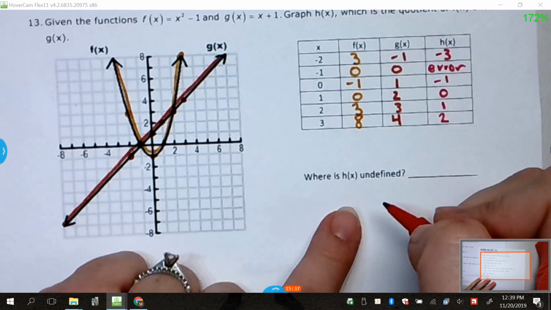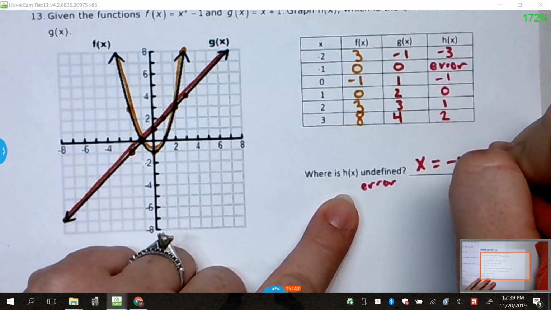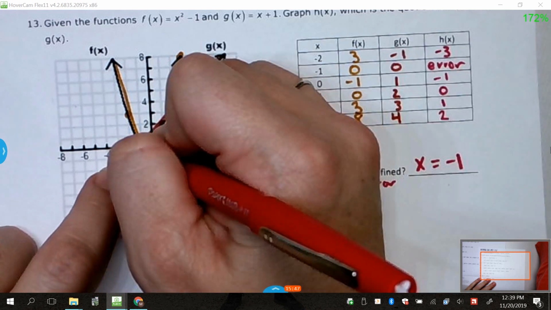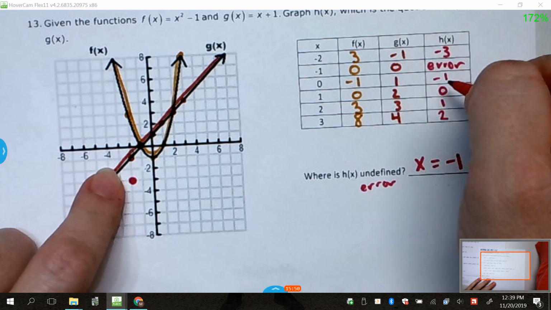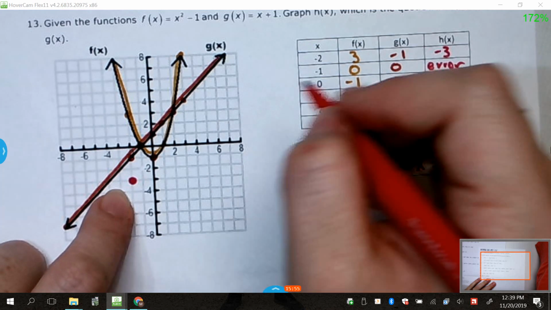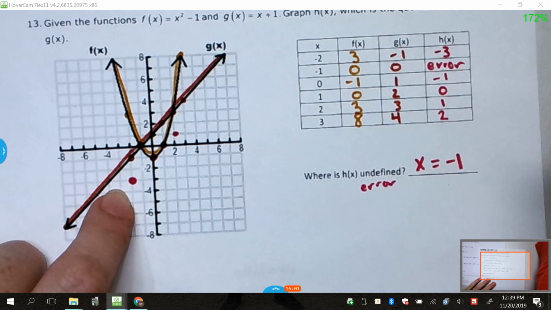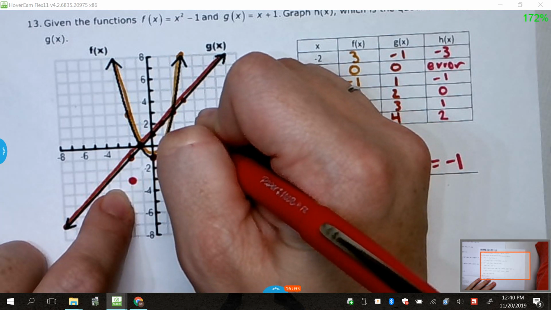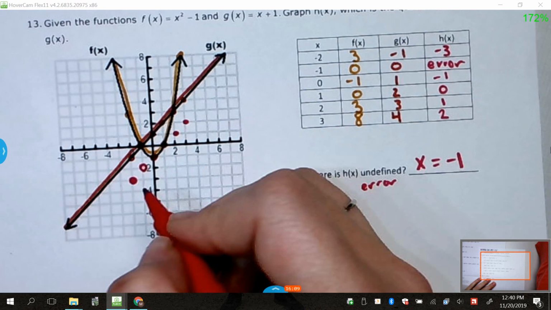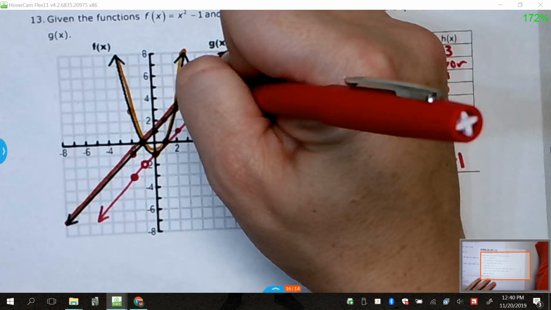It does say where is h of x undefined. I want you to realize that's where your error is. So at x equals negative 1 is where it's undefined. So the points are negative 2, negative 3; 0, negative 1; 1, 0; 2, 1; 3, 2. Remember, at negative 1, if I follow the trend, it's going to go up 1 over 1, so this is going to be your open dot. And there is your h of x.